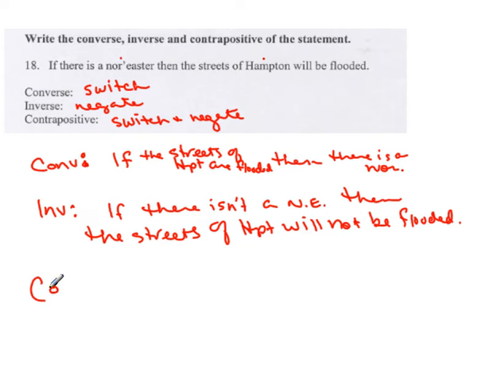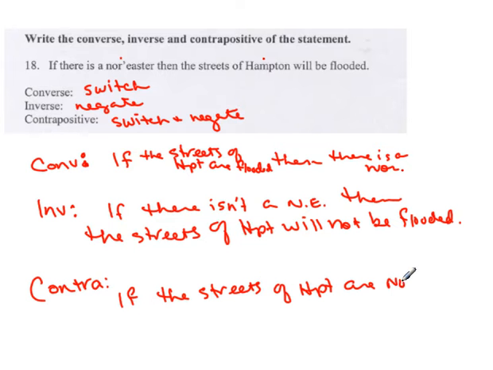And then contrapositive, you do both. Okay, you both switch and negate. So you can look at the converse that you've already switched and negate that, or you can look at the inverse that you've negated and switch it. It's up to you how you want to do it, but you have to do both. So if the streets of Hampton are not flooded, then there isn't a nor'easter. Okay, and that's converse, inverse, and contrapositive.